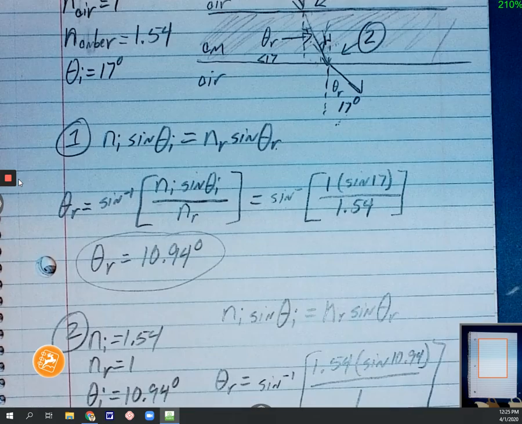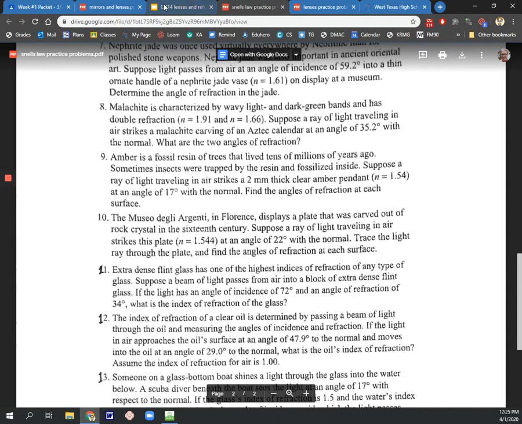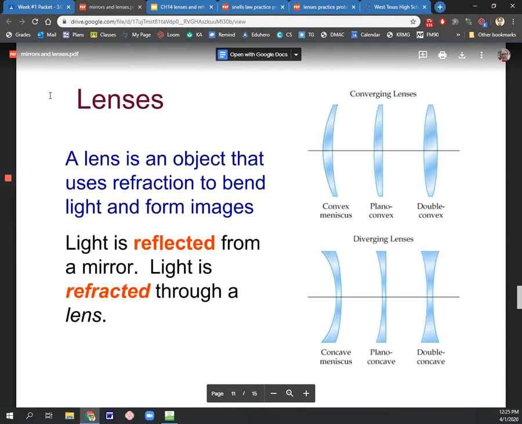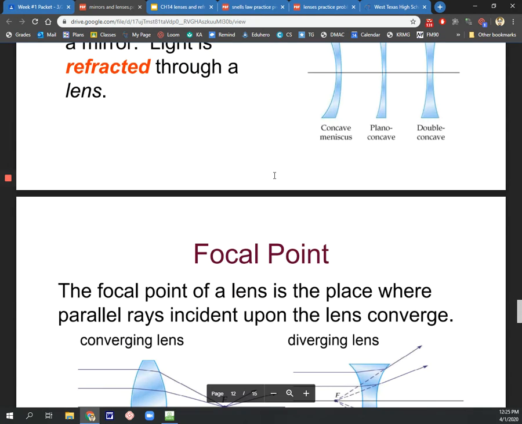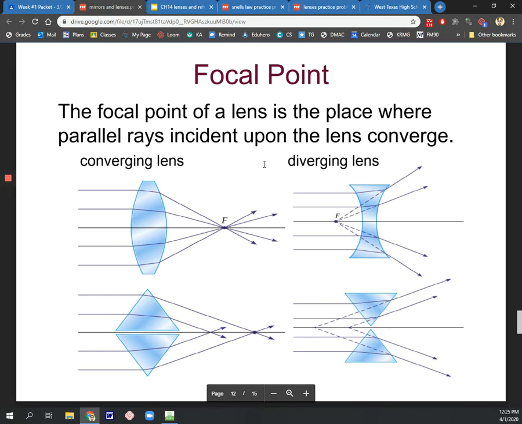I'm going to skip out of the presentation and talk a little bit about the math of lenses. The good news about the math of lenses is that it is an awful lot like the math of curved mirrors. You are still talking about some of the same equations involving the distance of your image and the distance of your object, including focal point.